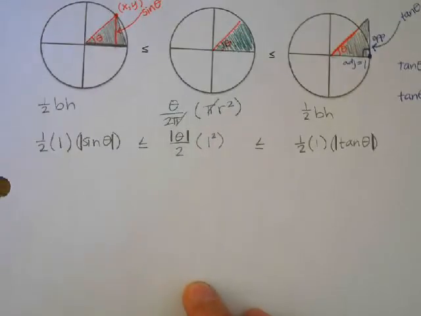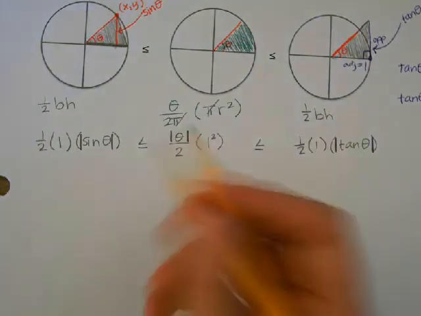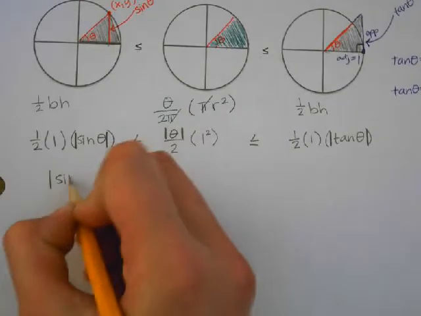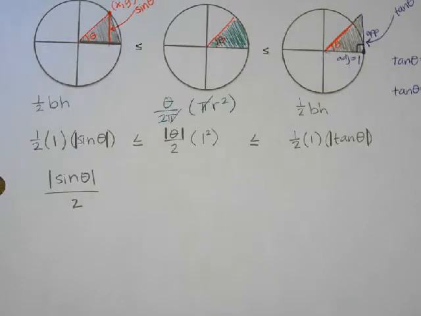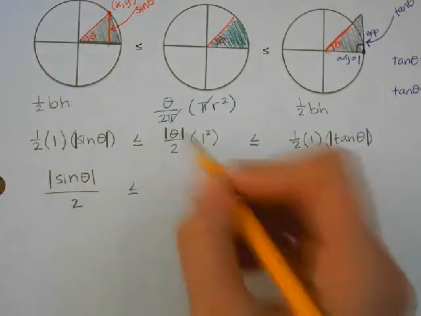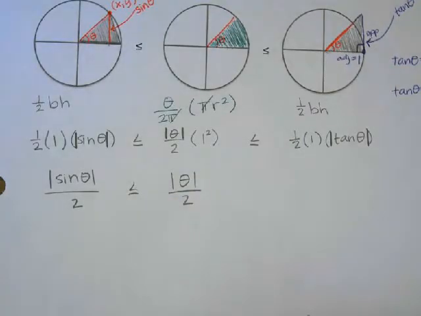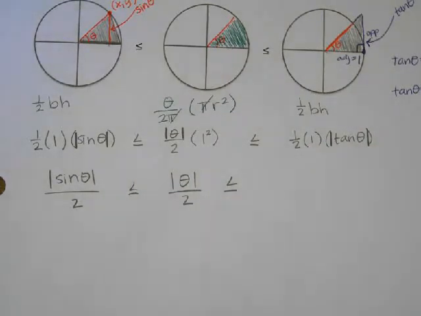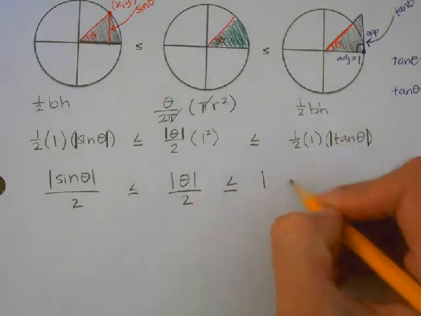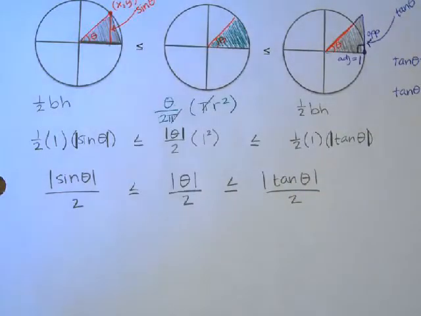Okay. So at this point, I'm going to clean up this squeeze theorem just a little bit, okay? Is it fair for me to say that this is the absolute value of sine theta divided by 2? Yeah. That's fair? Okay. Is it fair for me to say that this is the absolute value of theta divided by 2? Yeah, because all it had is multiplied by 1 squared, so I can kind of get rid of that. Is it fair for me to call this absolute value of tan theta divided by 2? Yes. Okay. They are all divided by 2.